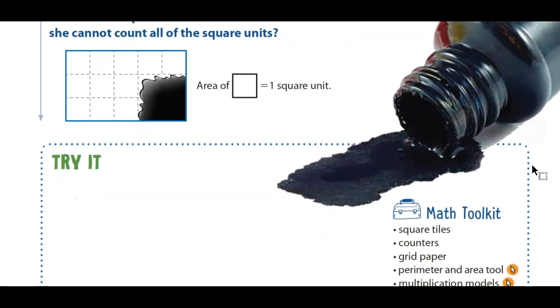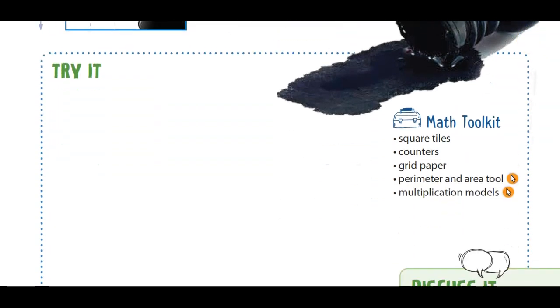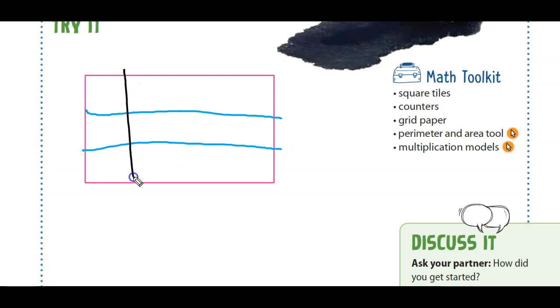Go ahead and try that problem. Go ahead and solve it. On your own. So she had a rectangle, right? And how many rows were there? 3. There were 3 rows. How many columns were there? 5. Roughly something like that. I know mine's not perfect, but that's okay.